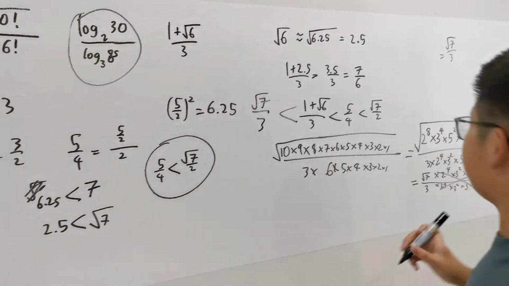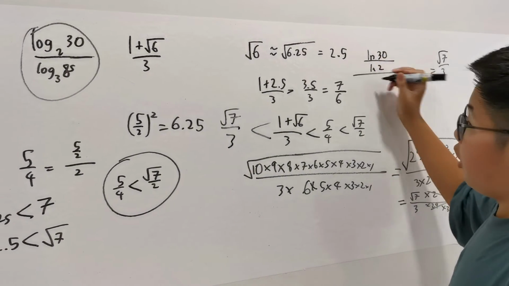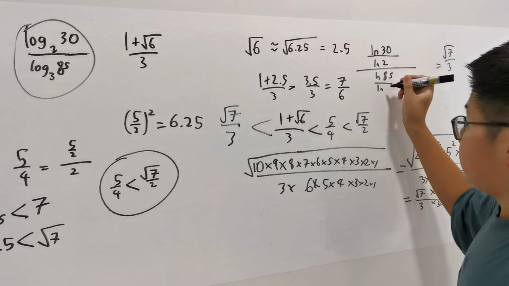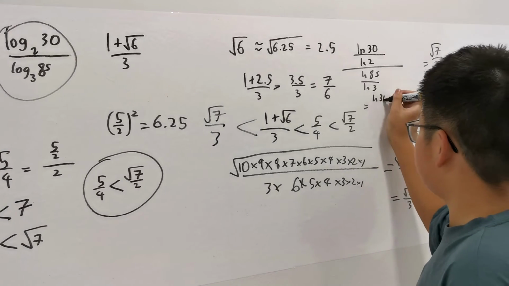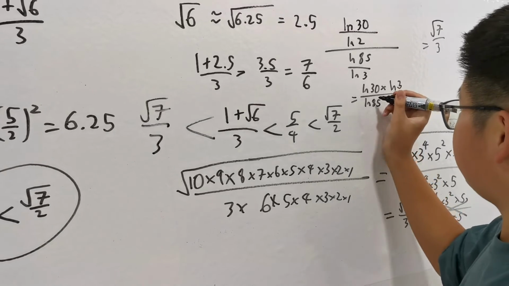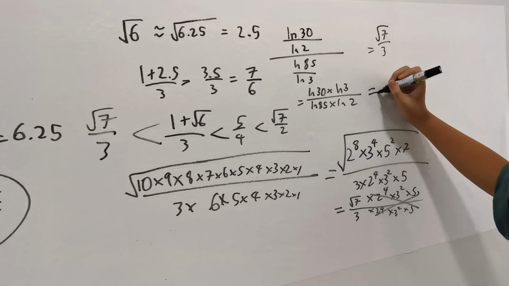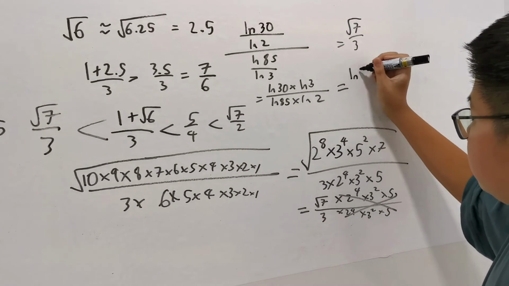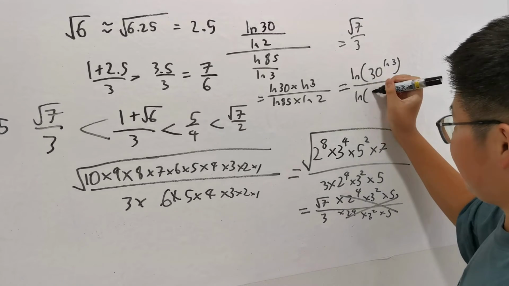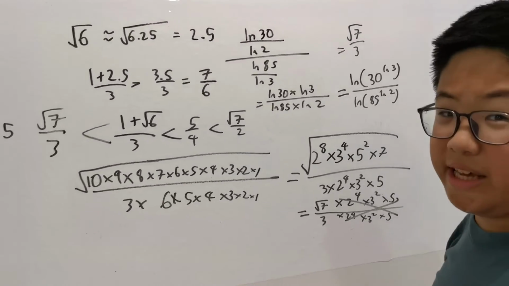We have this perilous logarithmic equation. We can simplify it as ln 30 over ln 2 all over ln 85 over ln 3 goes to ln 30 times ln 3 over ln 85 times ln 2. Now this equals ln 30 to the power of ln 3 over ln 85 to the ln 2. You think that's perilous, is it? Well, I'll tell you, it is perilous.